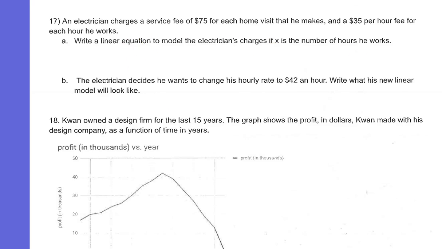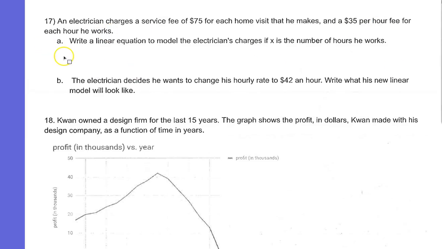Okay, so an electrician charges this fee, $75 for each home visit he makes, and a $35 per hour fee for each hour he works. So let's draw a bar diagram. The electrician shows up to the house and he charges this much. And then he stays at the house, and every hour that he works, 1 hour, 2 hours, 3 hours, every hour that he works, he's going to charge $35.